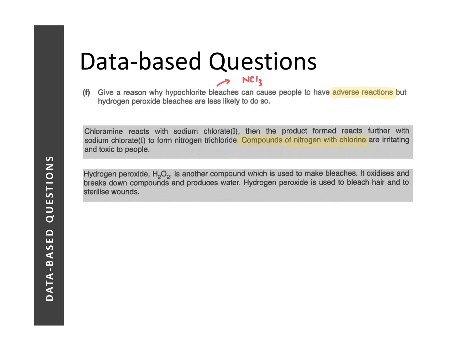But that only answers half the question, because you have to then go on to tell us why hydrogen peroxide bleaches are less likely to do so. So you have to locate the part. Since hypochlorite bleaches produce nitrogen trichloride, what would hydrogen peroxide bleaches produce? In the passage, it tells you that it produces water. So you have to mention this part as well, that hydrogen peroxide bleaches produce water as the product, so it is harmless to humans.